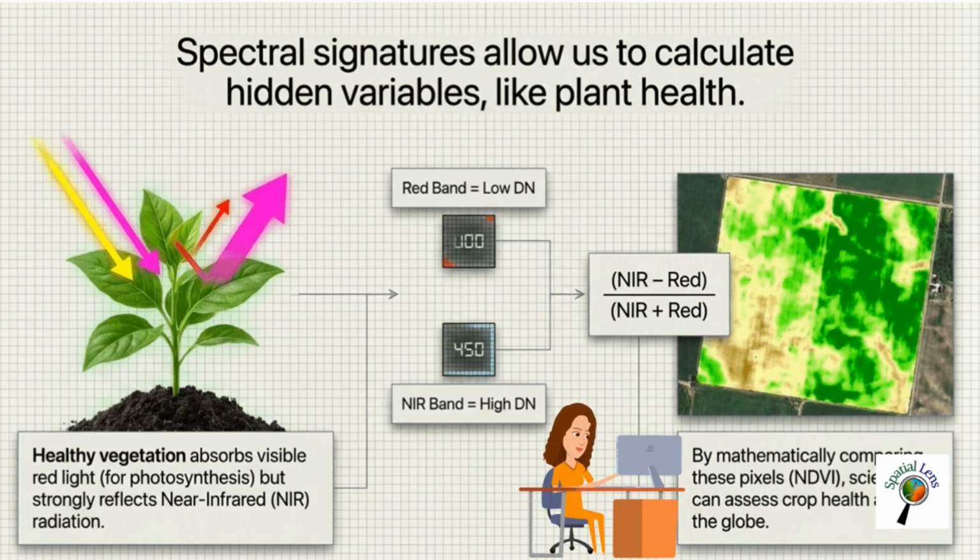Now imagine a healthy crop field. Healthy vegetation absorbs most visible red light for photosynthesis, but strongly reflects near-infrared radiation. Therefore, pixels representing healthy crops usually have low values in the red band and high values in the near-infrared band. This difference allows scientists to calculate vegetation indices like NDVI and assess plant health.